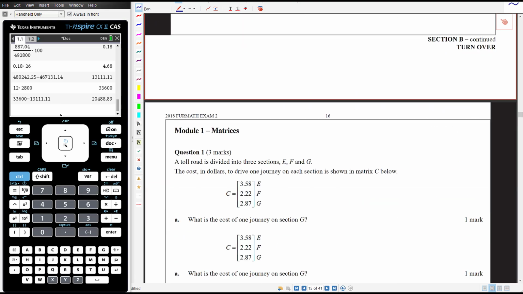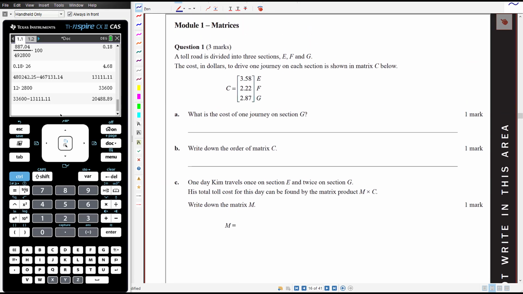So we'll have a look at the Matrices module. So let's get started here. Question 1. A toll road is divided into 3 sections, E, F and G. The cost in dollars to drive one journey on each section is shown in matrix C below. What is the cost of one journey on section G? Okay, so that's just simply drawing the correct number out of this matrix, $2.87 for one journey on section G of the toll road. Write down the order of matrix C. It's got 3 rows and 1 column, so it's a 3 by 1 matrix.